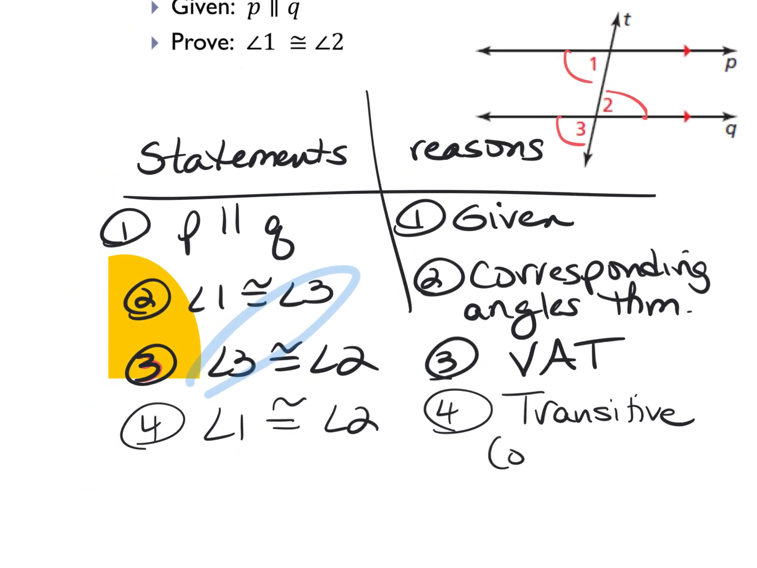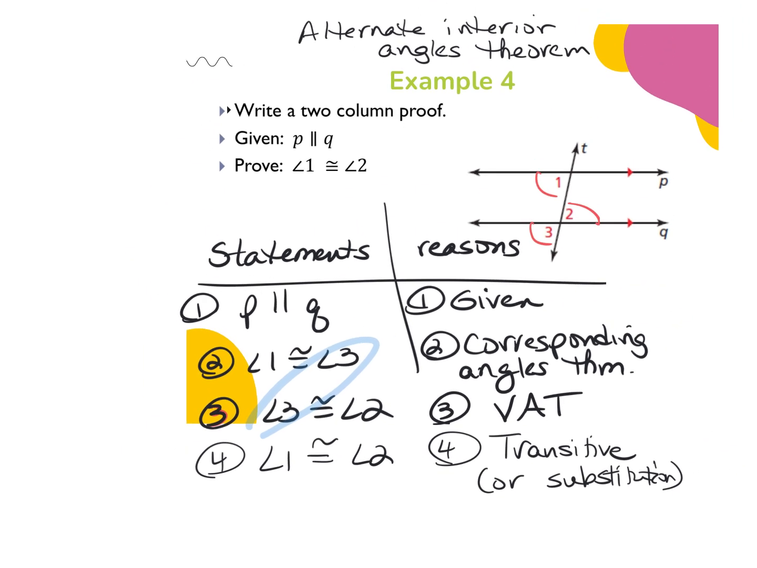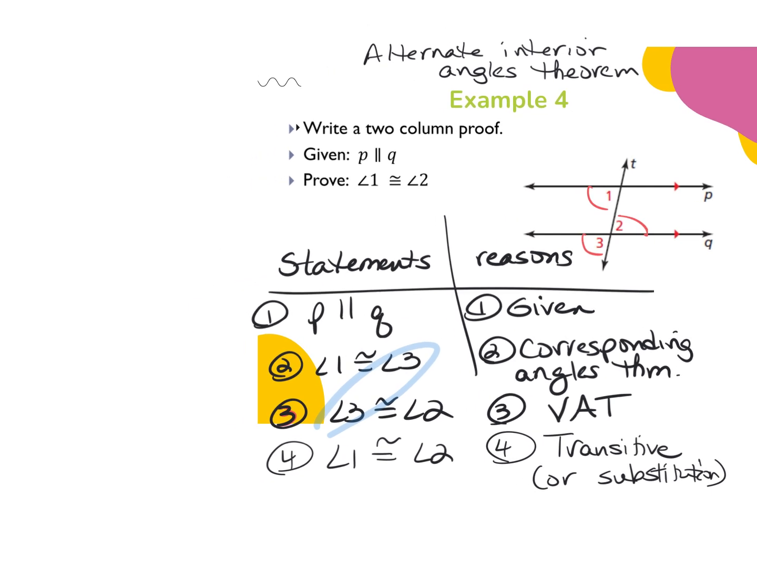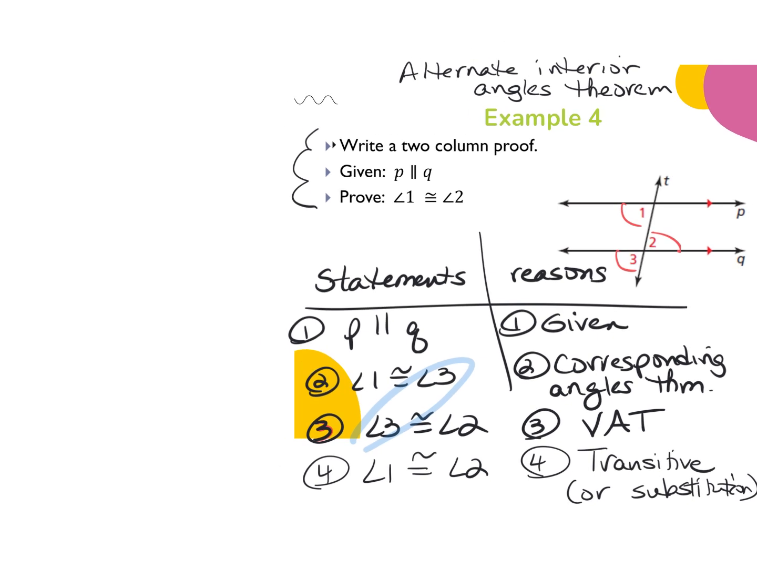And you could have also said substitution. Generally, whenever it's transitive, you can say substitution. But not always when it's substitution can you say transitive. So you have to be careful. So this is how you prove the alternate interior angles theorem. However, if the question would have just been this, we could have done it in 2 steps.